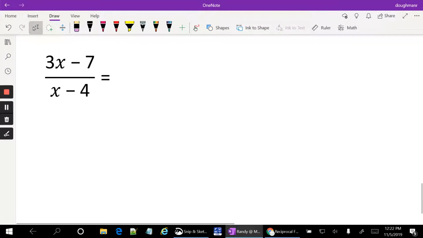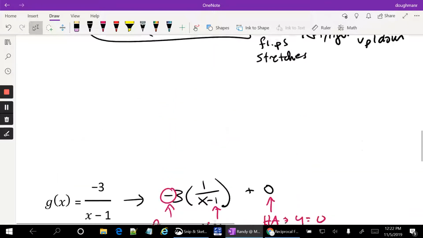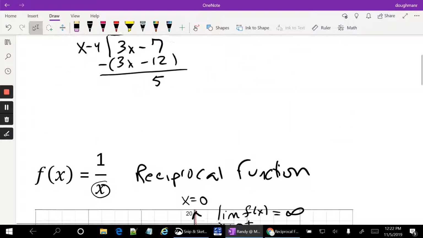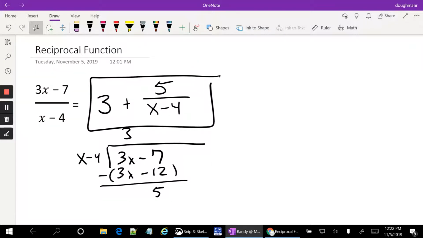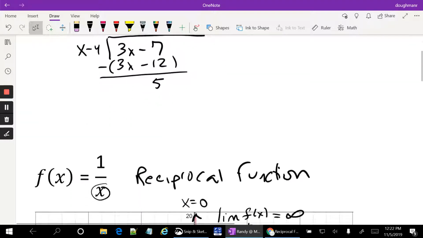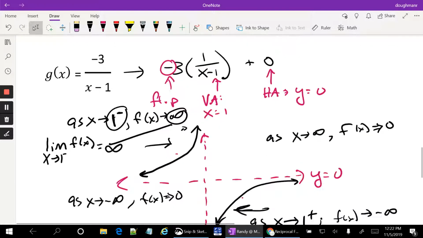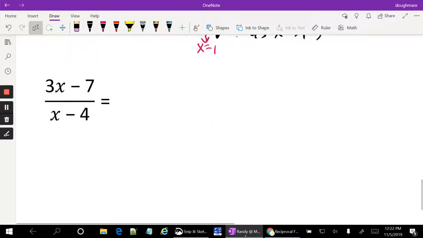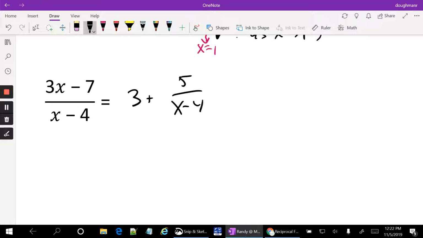Right. Moving along, what if we had this? Now this doesn't appear algebraically like a reciprocal function, but in fact it is. Remember what I started the activity with: we did long division. I got 3 plus 5 over x minus 4. So when I do that, I get 3 plus 5 over x minus 4.